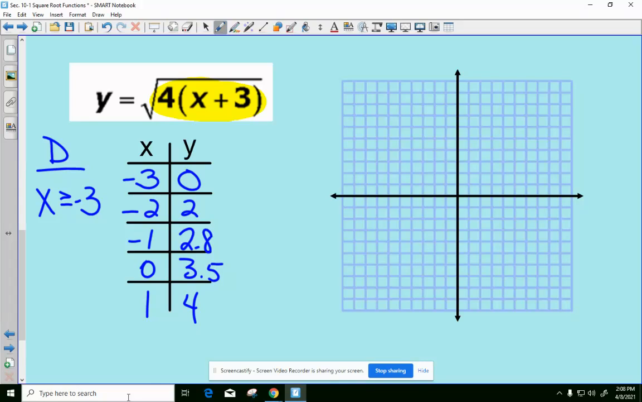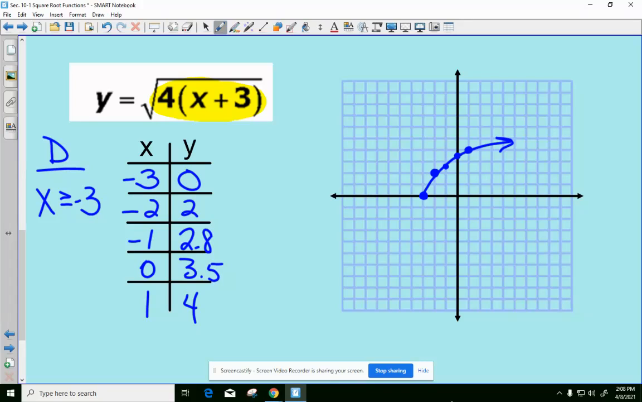So if you graph this one, it starts to the left at -3 and 0, and then it goes -2 with 2, -1 with 2.8, 0 and 3.5, 4 and 1. Does my arrow go off to the right or off to the left? To the right. That's where this graph is headed, off to the right.